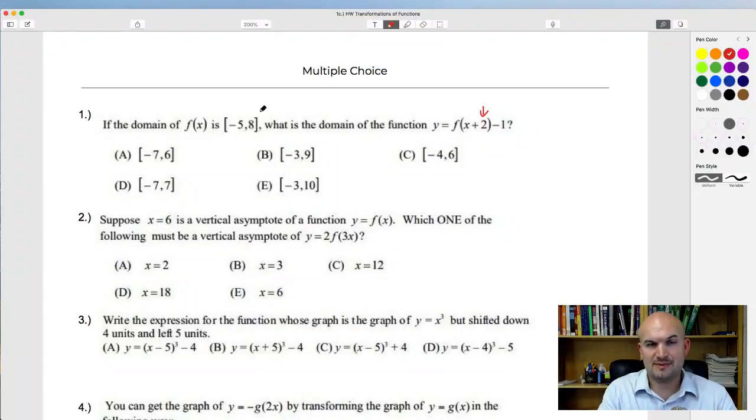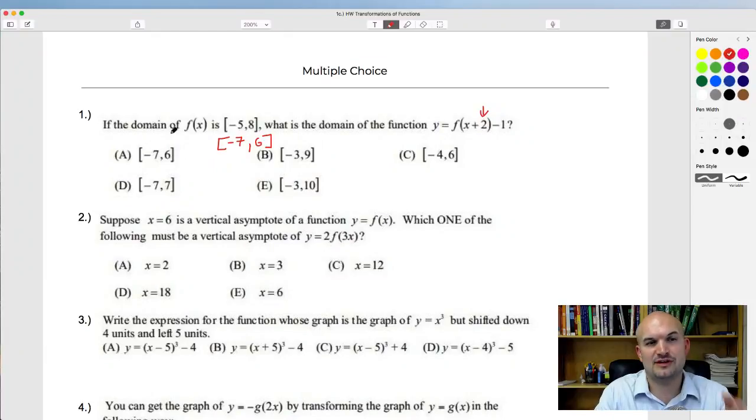So think about this. The first coordinate x represents the domain, right? That's like your horizontal point. Oh, I'm sorry, I've got to be careful. Your domain of f of x is -5 to 8. So if you shift it left 2 units, that means you're going to have to subtract 2 from -5, which gives -7, and subtract 2 from 8, which would be 6.